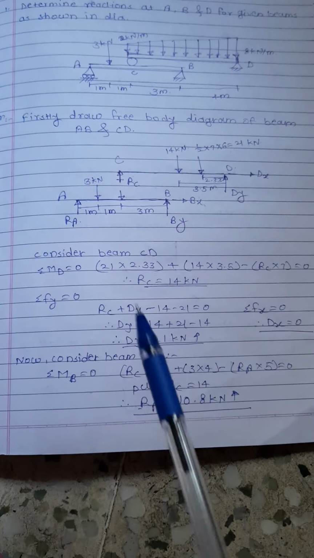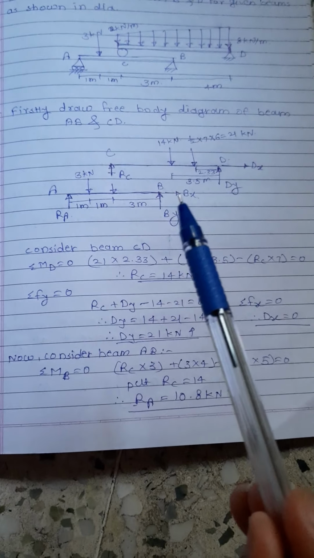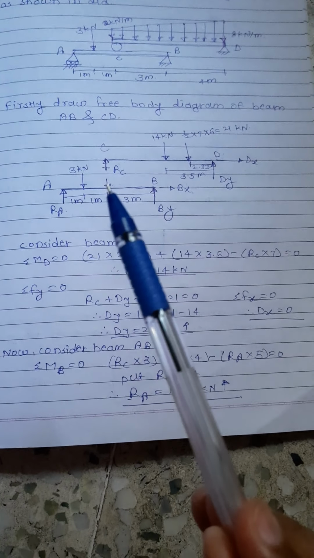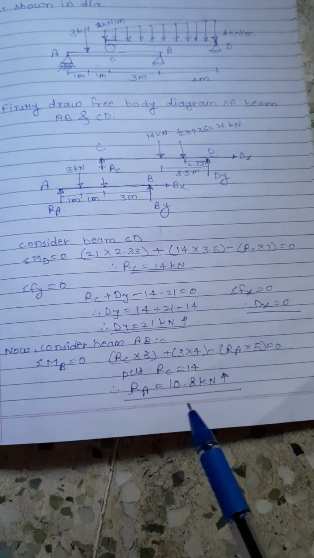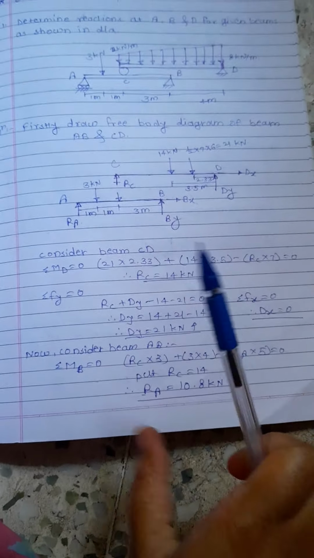Now similarly we have to consider the next beam, that is the beam AB. Here in this beam now reaction at C is known to you, only the remaining is reactions at A as well as reactions at B. So we have to apply the similar equilibrium conditions. So firstly I'll apply the condition of moment about point B. So I'll get this moment equation. From this I have calculated the reaction at A, which is 10.8 kilonewton.